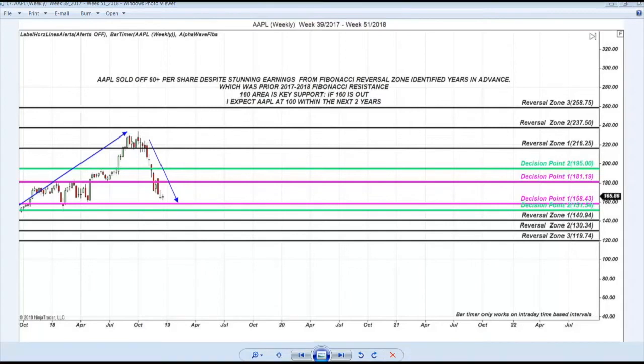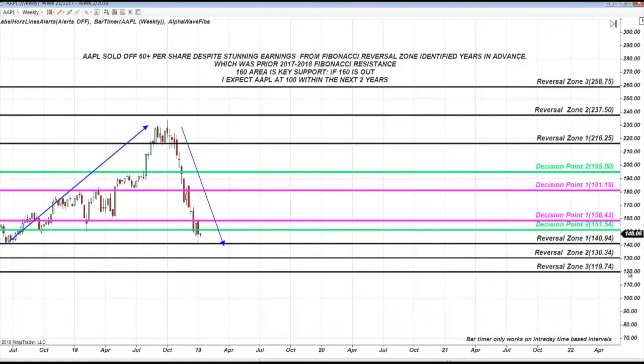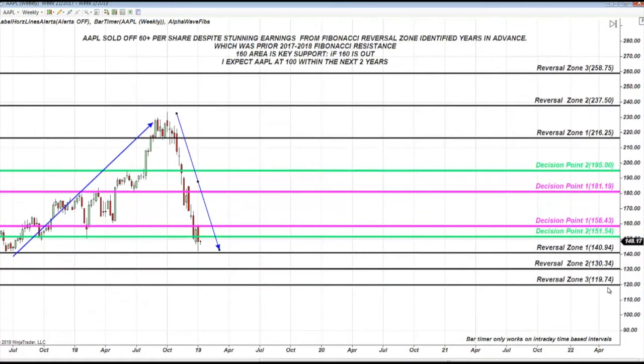And this is Apple now. This is worthless correction. Apple reached reversal zone, present in front of you for years, from trend inception in 2017 to trend reversal. Spectacular earnings don't mean a thing. Fibonacci reversal zone means everything. Is this anything spectacular to rave about? Absolutely not. It's meaningless correction.